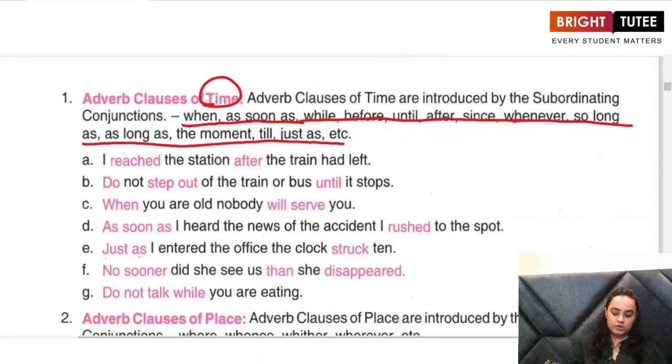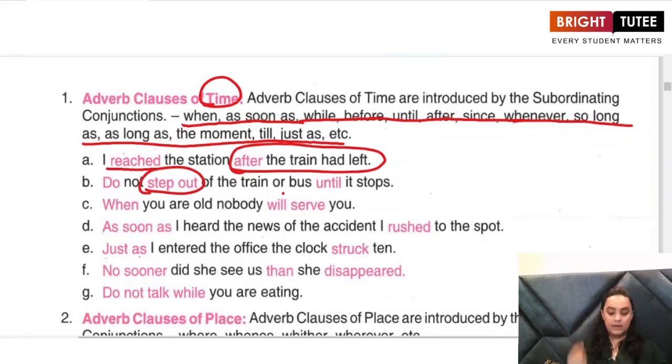I reached the station after the train left. What is my verb in the sentence? Reached. And when did I reach the station? After the train had left. This is what? My adverb clause. Look at the second sentence. Do not step out of the train or bus until it stops. What am I not supposed to do? We are not supposed to step out of the train or the bus. Till when? Until it stops. So, until it stops is my adverb clause.